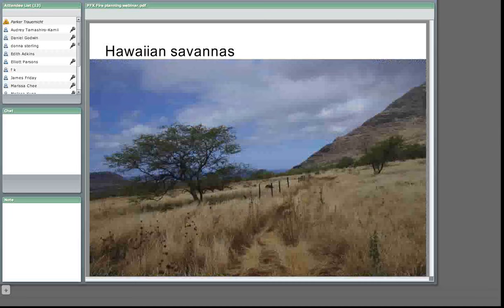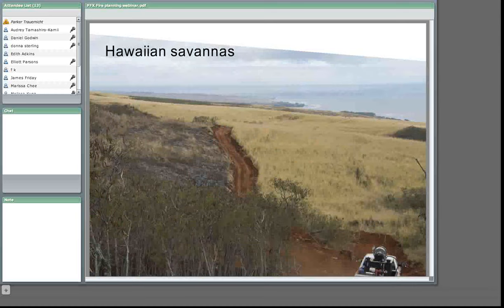And then interspersed with a lot of these non-native woody species. This here is kiawe in this picture. The slide before was a big stand of eucalyptus. And these areas are very prone to burning, and they cause some pretty big issues for our wildfire suppression folks. This is the most recent fire we just had in Nanakuli. So these ecosystems burn very easily.